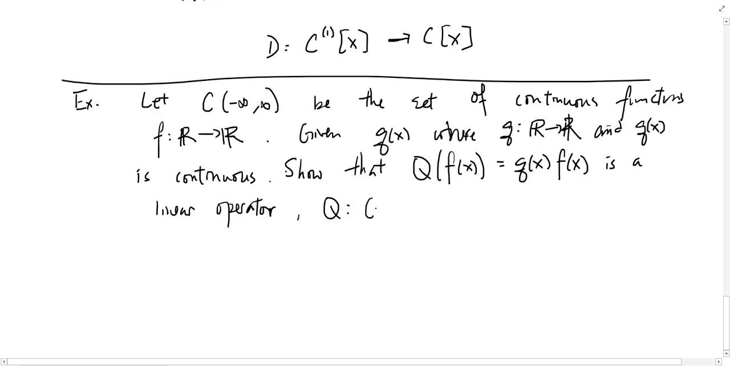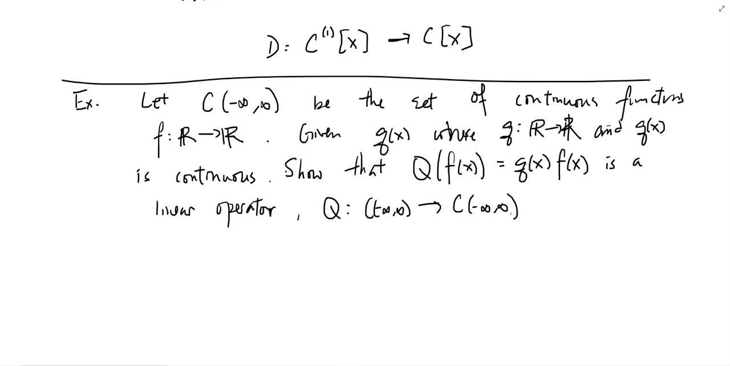So I'm going to call this linear operator q. It goes from C of negative infinity to positive infinity, to C of negative infinity to positive infinity. The domain for this linear operator is continuous functions with a domain of negative infinity to positive infinity, and it gives out a function as a result which also has a domain of negative infinity to positive infinity and is also continuous.